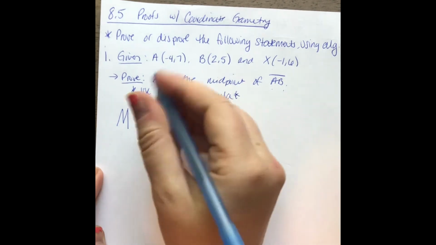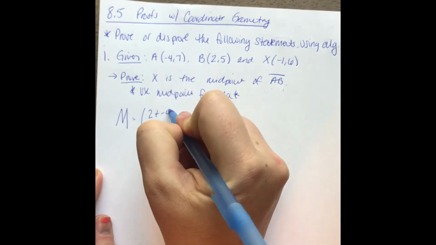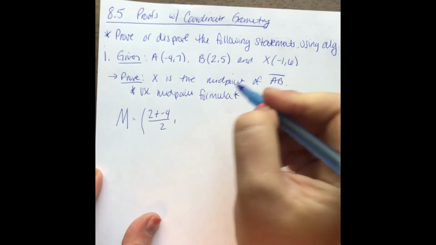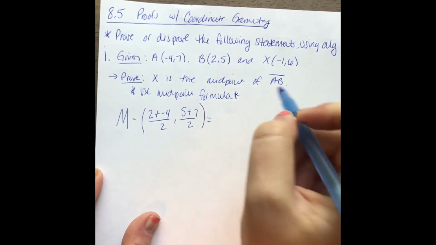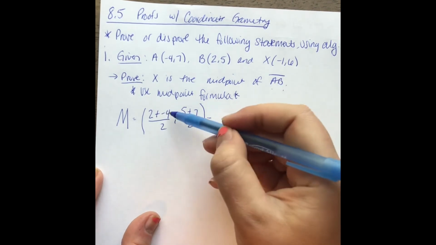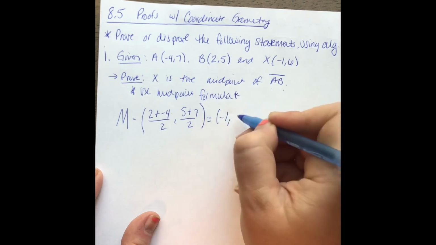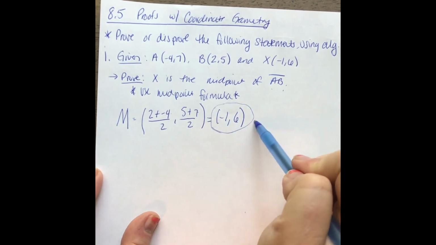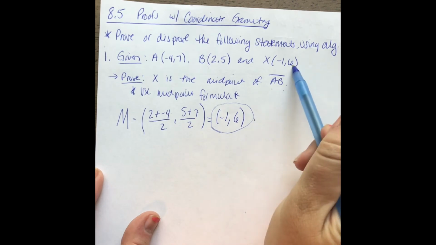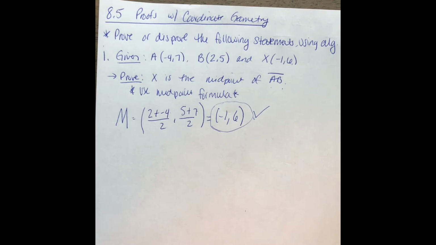our midpoint. So we're going to add the x's. So 2 plus -4 divided by 2. And then it's 5 plus 7 divided by 2. And we know that the midpoint, based on this information, -2 over 2 is -1. 5 plus 7 is 12, divided by 2 is 6. We know, based on our findings, that the midpoint is (-1, 6). Since X is also the point (-1, 6), we just proved that statement to be true.